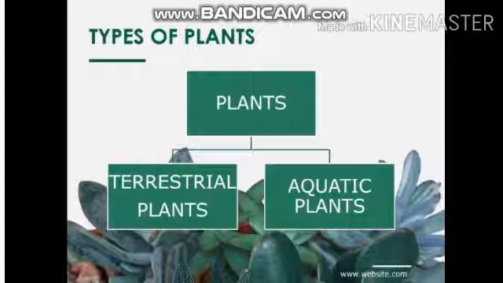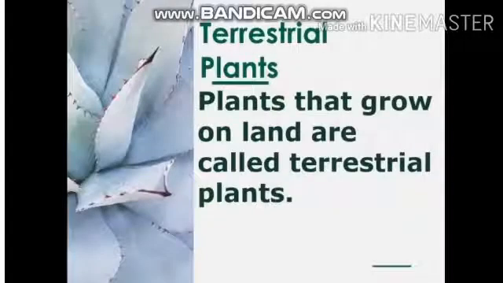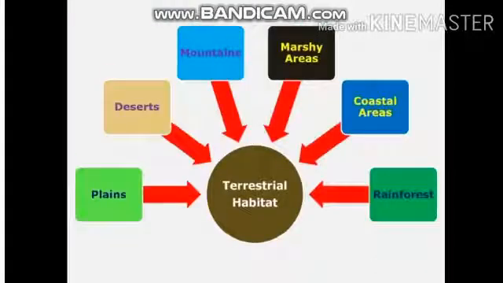Types of plants. Plants are of two types, terrestrial plants and aquatic plants. Terrestrial plants means the plants which grow on land and aquatic means the plants which grow in water. Terrestrial plants are the plants that grow on land. Now, how many terrestrial places we have? Let's see the terrestrial habitat. It can be plains, deserts, mountains, marshy areas, coastal areas or rainforest. Now we will learn about each.